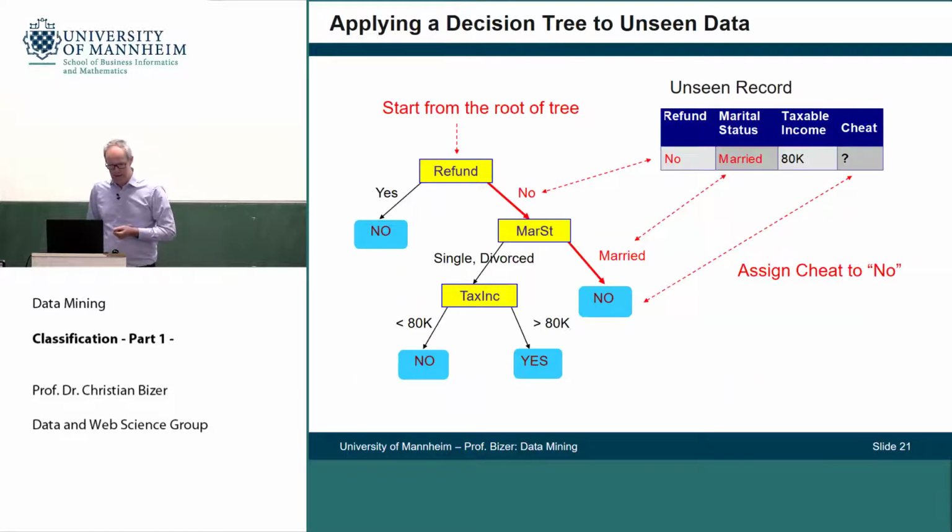So a concrete example for this: we always start at the root node. We have a record that we want to classify. We first look at the refund attribute. We see value no. Then we look at the marital status attribute. We see the value married. We end up in one of these leaf nodes, and we assign the label cheat equals no. So it's a straightforward procedure: step by step, we go through the tree.